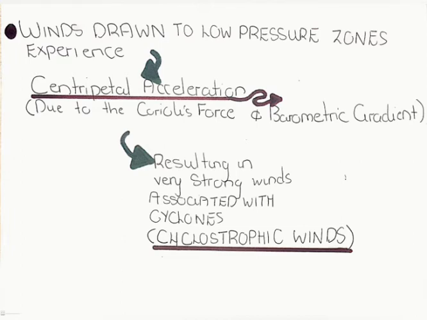As air rises, it leaves behind an area of low pressure, and this low pressure zone becomes the destination for surface winds, which basically means this is where surface winds are drawn to. Upon arrival, these surface winds are subject to centripetal acceleration, and this is what then results in the strong winds that are associated with hurricanes, and these winds are called cyclostrophic winds.